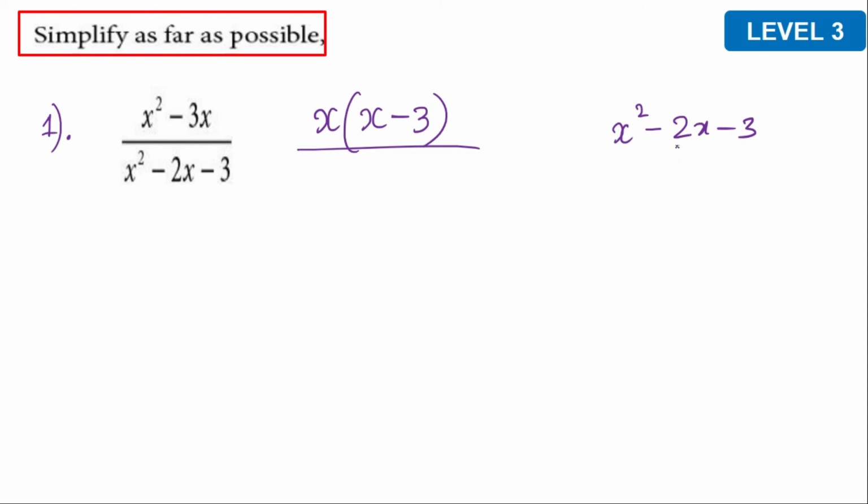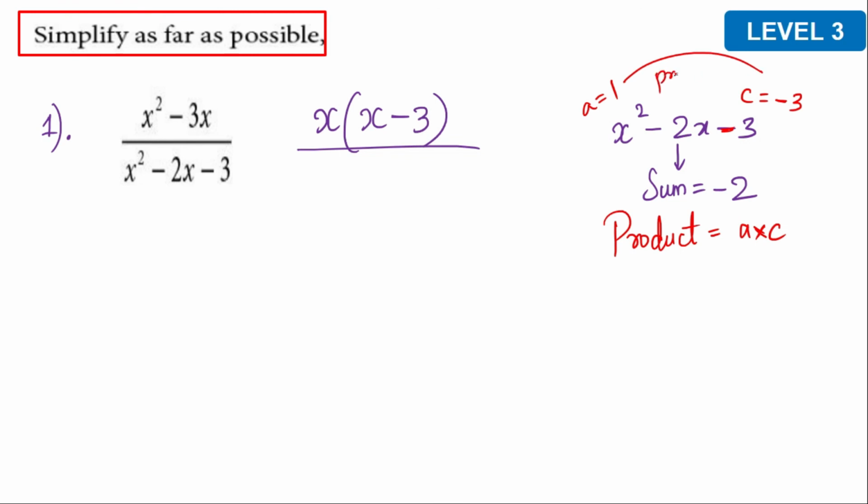I have the sum equal to -2 and my product is going to be a times c. Here a times c, my a is 1 and my c is -3. Please don't forget the negative sign. So multiplying them gives me the product, which is 1 times -3. I'm looking for two numbers where my product is -3 and my sum is going to be -2.